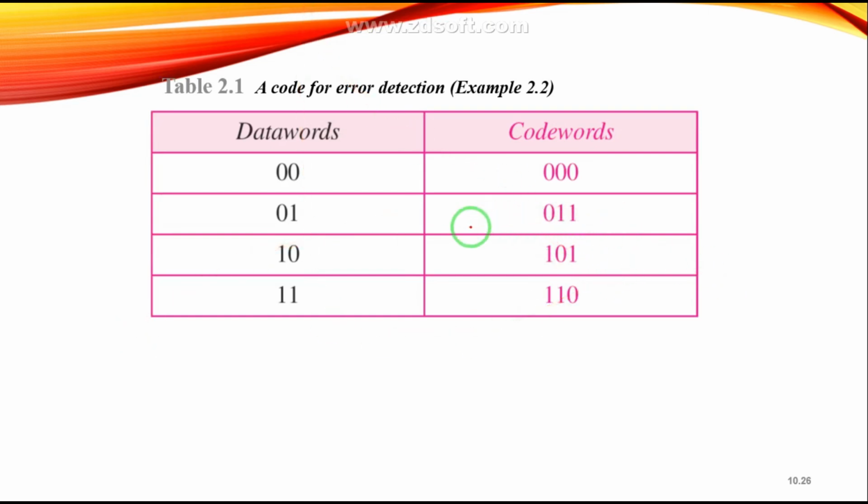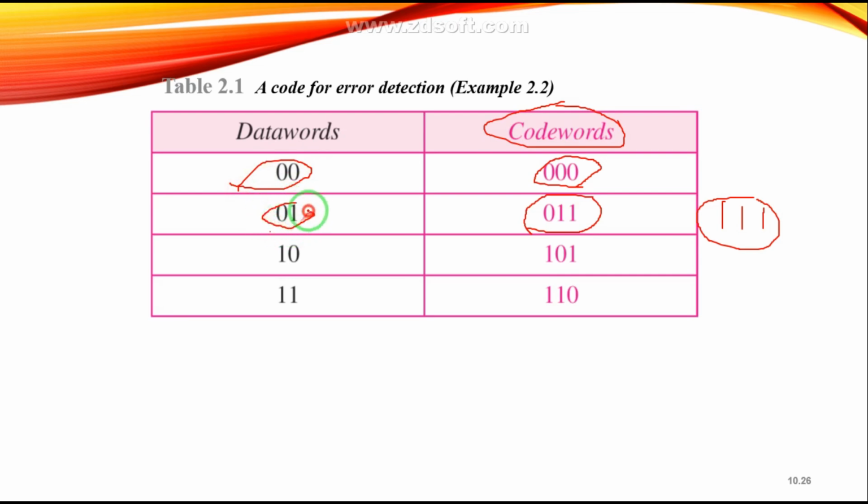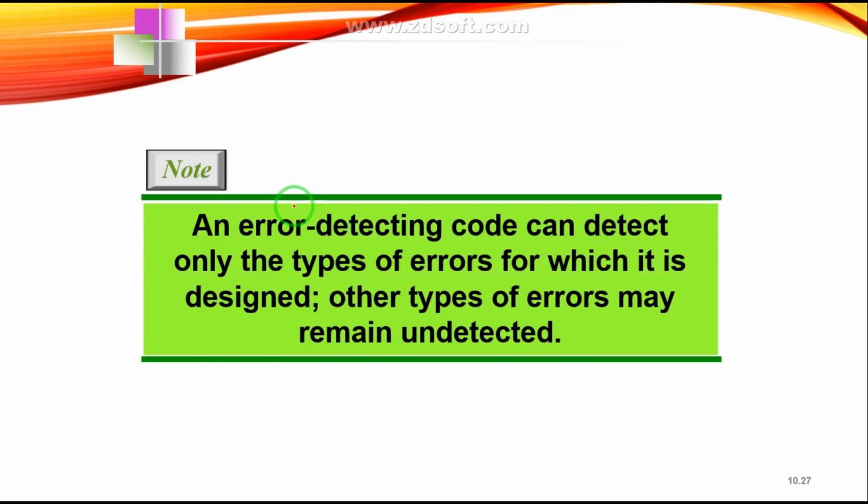So this is the table that I told you about: if 01 is received as 011, no problem. If 01 is received as 111, which is not present in this list of valid code words, we can detect the error. But the problem is that if instead of 011, 000 has been received, then the receiver would think it comes under a valid code word, and it is going to extract the data word 00 from it. But 01 was sent. It means an error has occurred, but it is undetectable. So an error detecting code can detect only the types of error for which it is designed, and other types of errors, like those we just discussed, may remain undetected.